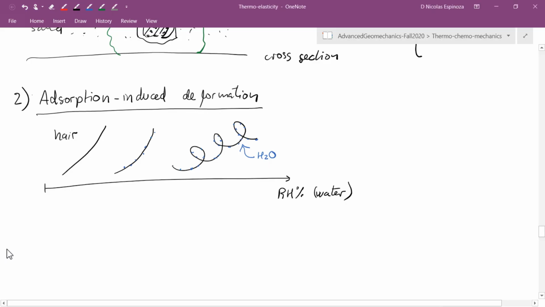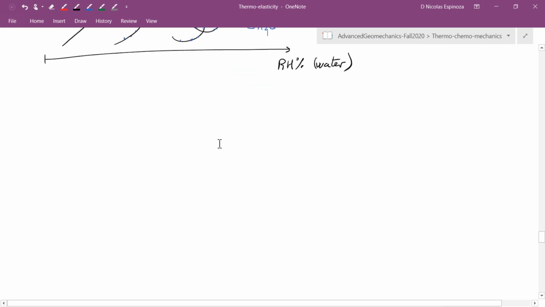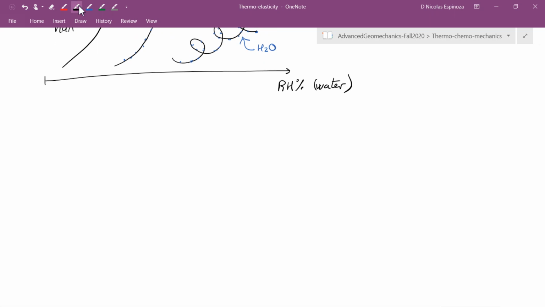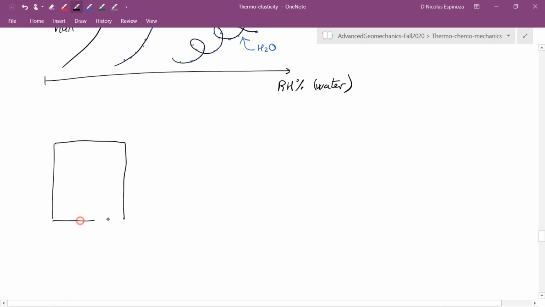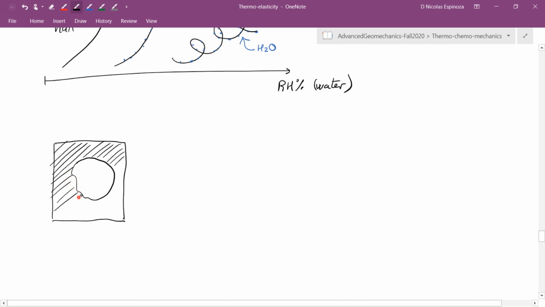And let me come back here to my OneNote. It turns out that organic matter is a type of solid that tends to change shape and tends to deform with absorption of fluids that we find in the subsurface. So let's say that I have a pore or a solid which is completely made of organic matter.